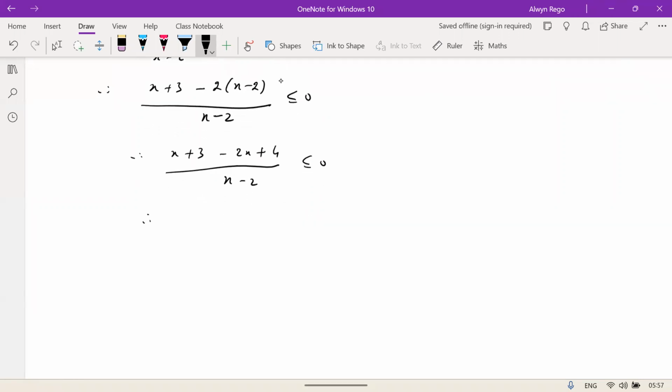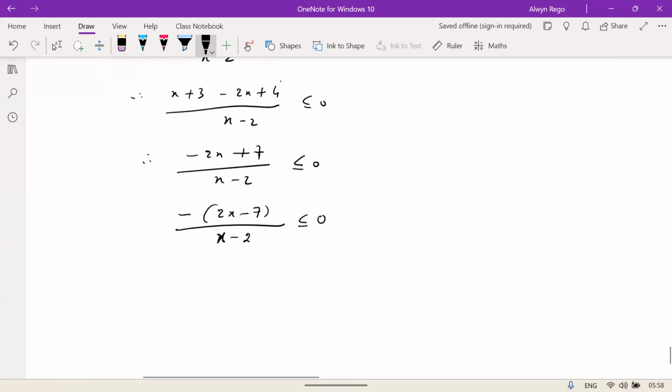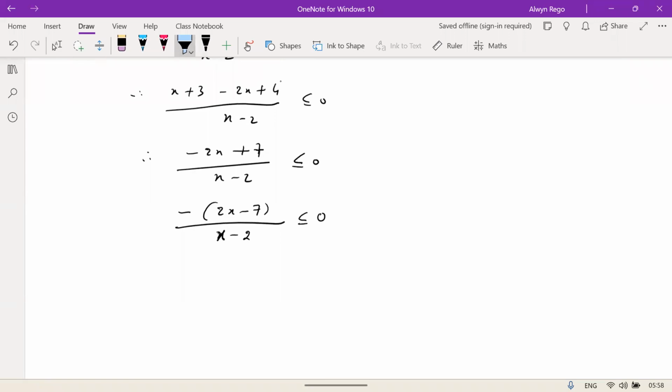Therefore, negative 2x plus 7 divided by x minus 2 is less than or equal to 0. I wouldn't like a negative sign. So if you want a negative out here, this is equal to x minus 7 divided by x. I like the variable in the front for sure, x first, but I don't like the negative expression here. So what I would do is multiply both sides by negative 1.